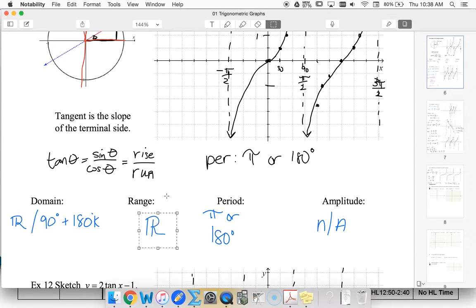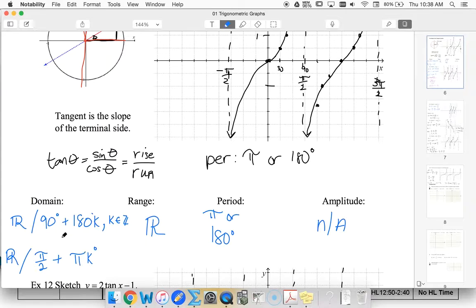So let me move this over here. We can say k, not real numbers, k is an integer, positive or negative, because my asymptotes go on both directions. So starting at 90 and then adding multiples of the period. So in radians, I would have all reals excluding pi over 2 plus multiples of pi.